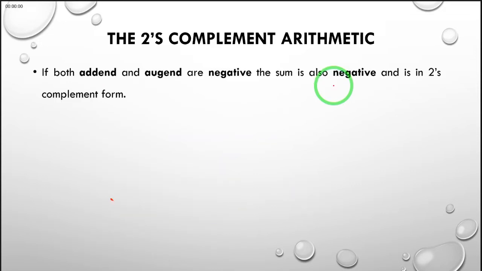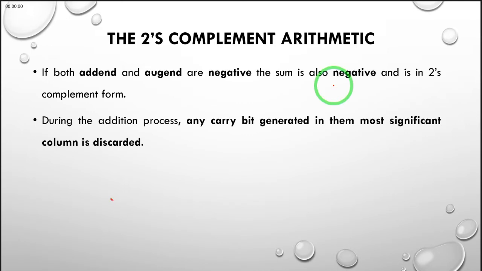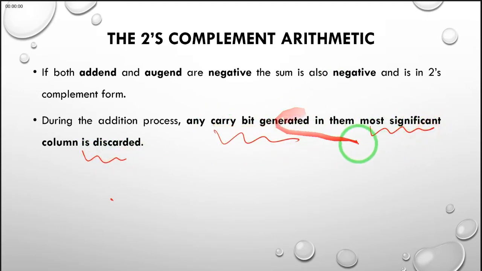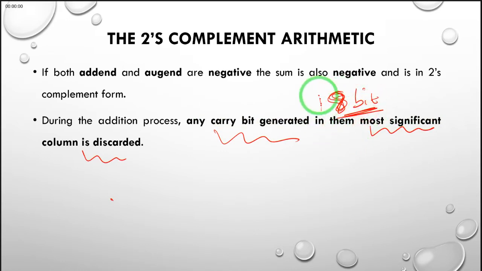In the event that the augend and the addend are negative, then the sum is going to be negative, and it is going to be in 2's complement form. We can see that there is going to be some carry bit generated, which we are going to see what happens with. We say that during this addition process, any carry bit that is generated should be discarded. That is the most important. If it exceeds the 8-bit scheme that we are using, and you find a 9th bit as the MSB, then you normally discard the most significant bit.